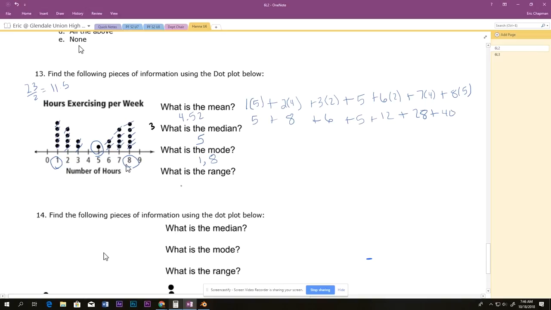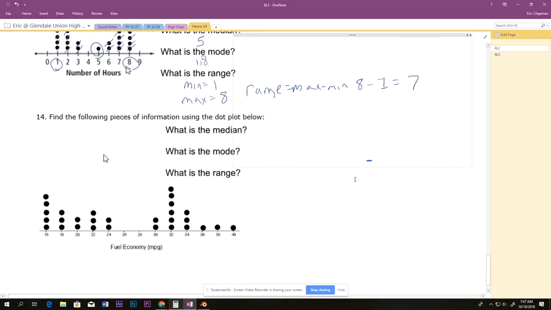And the range? Well, our min is 1, and our max is 8. So our range is our max minus our min, which is 8 minus 1, which equals 7. So there's our range. Here's our dot plot again, and we're going to find the median, mode, and range.